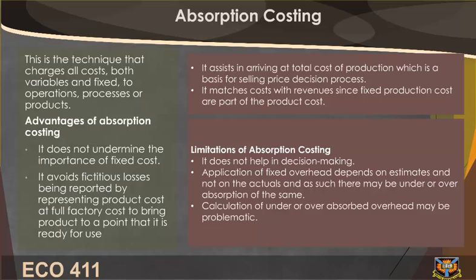Absorption costing. This is the technique that charges all costs, both variable and fixed, to operations, processes, or products. Advantages of absorption costing. It does not undermine the importance of fixed costs. It avoids fictitious losses being reported by representing product costs at full factory cost to bring product to a point that is ready for use. It assists in arriving at total cost of production, which is a basis for selling price decision process. It matches costs with revenue, since fixed production costs are part of the product costs.